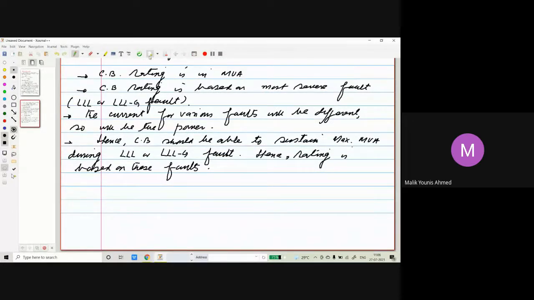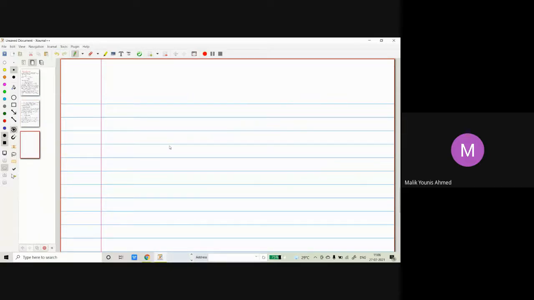So next topic is assumptions made in fault analysis. What are the assumptions we will make? How we are analyzing the fault. While analyzing the fault, what are the assumptions we already take into consideration? Let us see all those assumptions. Assumptions made in fault analysis.